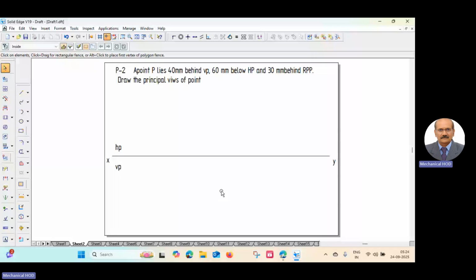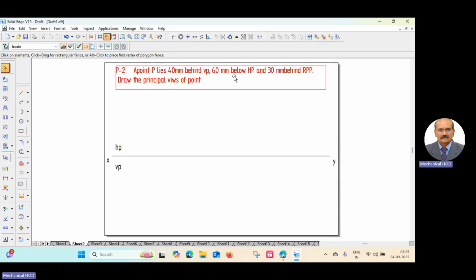Let's start the problem on projection of points. This is the question here. A point P lies 40 mm behind VP, 60 mm below HP, and 30 mm behind RPP. Draw the principal views of the point. Point P lies 40 mm behind VP and 60 mm below HP.